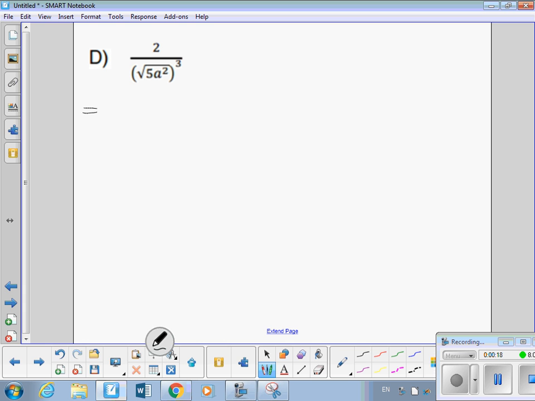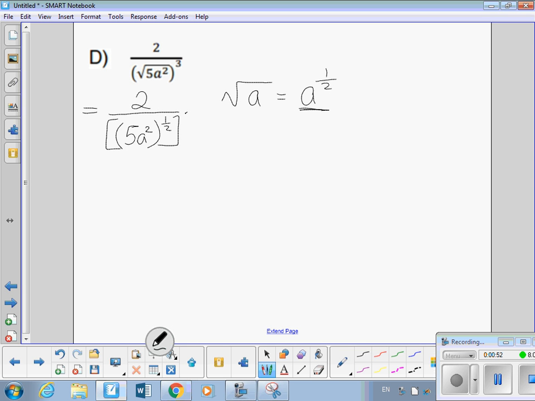I have that 3 outside the bracket. I'm going to leave it alone for a second. And if I look at the square root of any number, that's the same as it to the power of 1/2. So the easiest thing to do would be to change our 5a squared to the power of 1/2. Okay, so that got rid of that square root, but all of that is to the power of 3.